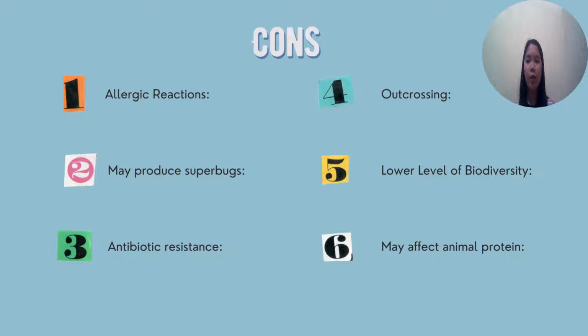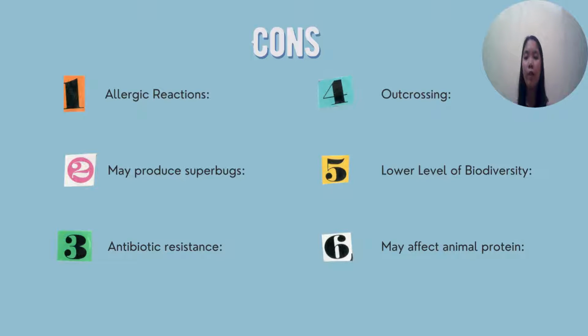Now let's move on to the cons. Number 1. Allergic reactions. Number 2. May produce superbugs. Number 3. Antibiotic resistance. Number 4. Outcrossing. Outcrossing refers to the risk of GMO genes mixing with those of conventional crops.